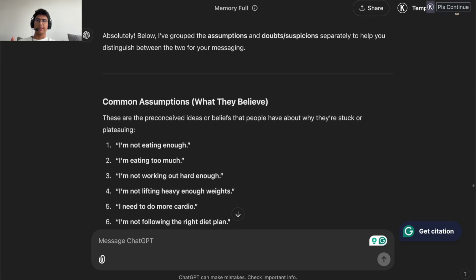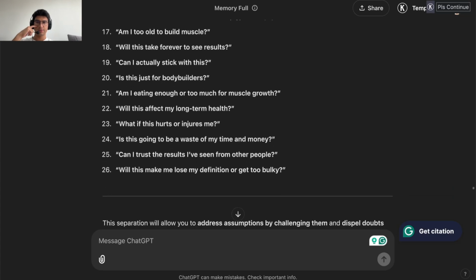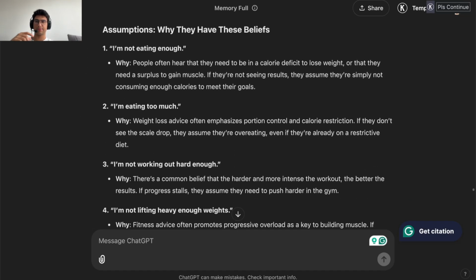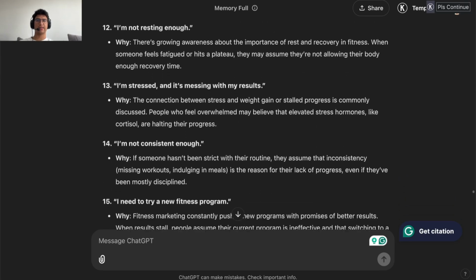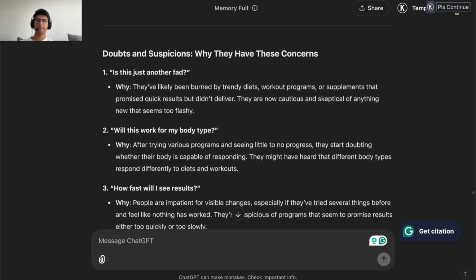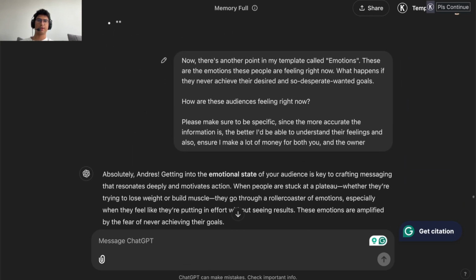So right here, I asked it to group them up together. Okay, so again, the same thing. I'm just asking it to organize it so it's easier for me to copy paste it. Now let's move on to the next part.